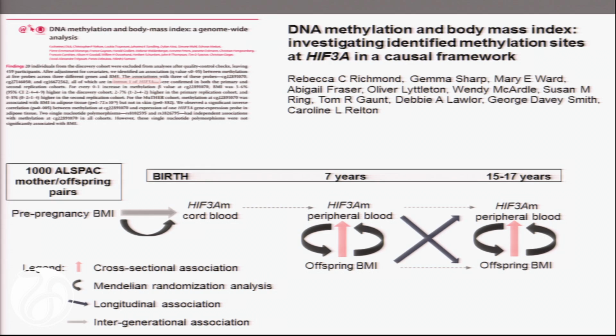We want to know whether offspring methylation here at age 7 is causally linked to offspring BMI, and again at age 15 to 17. We can also look longitudinally and use the temporal nature of our data to ask whether methylation at age 7 relates to age 17 body mass index, or whether body mass index or increased adiposity in childhood is driving methylation later in life. So there are a number of different scenarios that we can test using our data set.